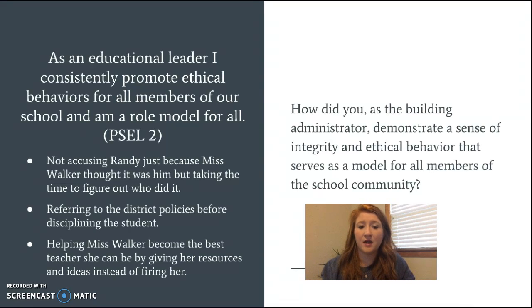Not accusing Randy right away just because Ms. Walker thought it was him, but taking the time to figure out who did it. Yes, interviewing him, but not just assuming that it was him. Then referring to the district policies before disciplining the student. And lastly, helping Ms. Walker become the best teacher that she can be by giving her these resources and ideas instead of just firing her and letting her go after the situation.